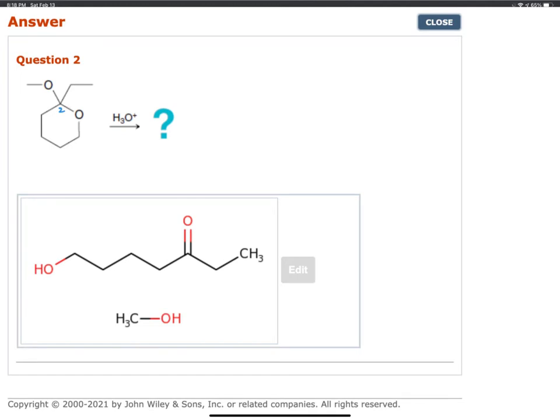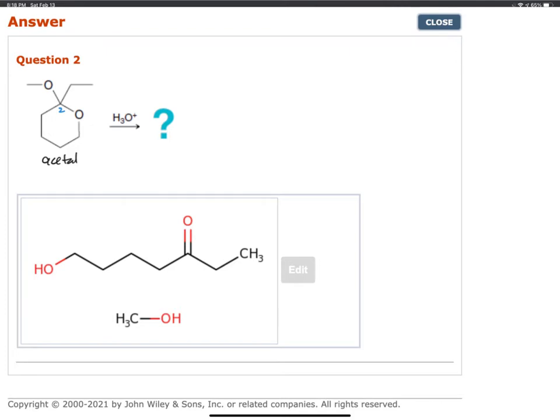Because they are both sigma bonds, it's an acetal. So an acetal is functionally equivalent to a carbonyl. And what that means is when you treat it under acidic conditions, it's going to deprotect that, and that carbon is going to become a carbonyl. So the product that's drawn here is correct. You end up with this keto alcohol, and then this alcohol, methanol.